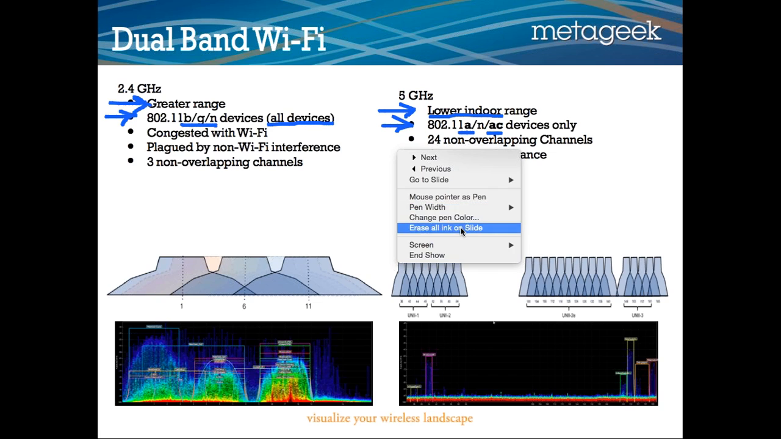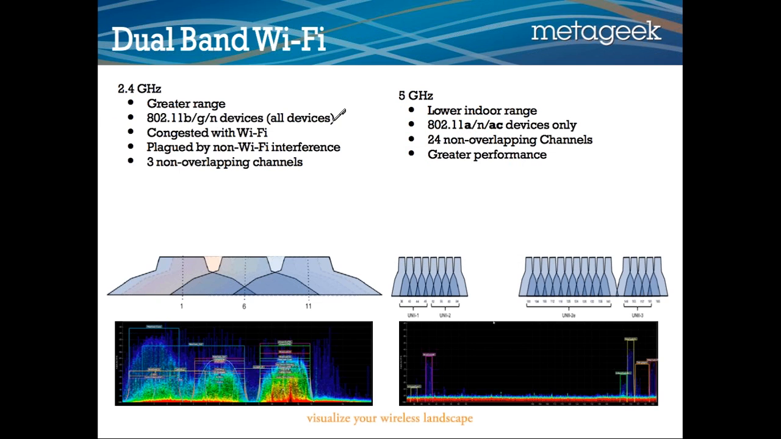To really understand why this is, we have to go back in time. We need a quick history lesson to understand why there are fewer 5 gigahertz devices out there. And it really goes back to 1997 when the IEEE introduced the first 802.11 standard, which was simply called 802.11.